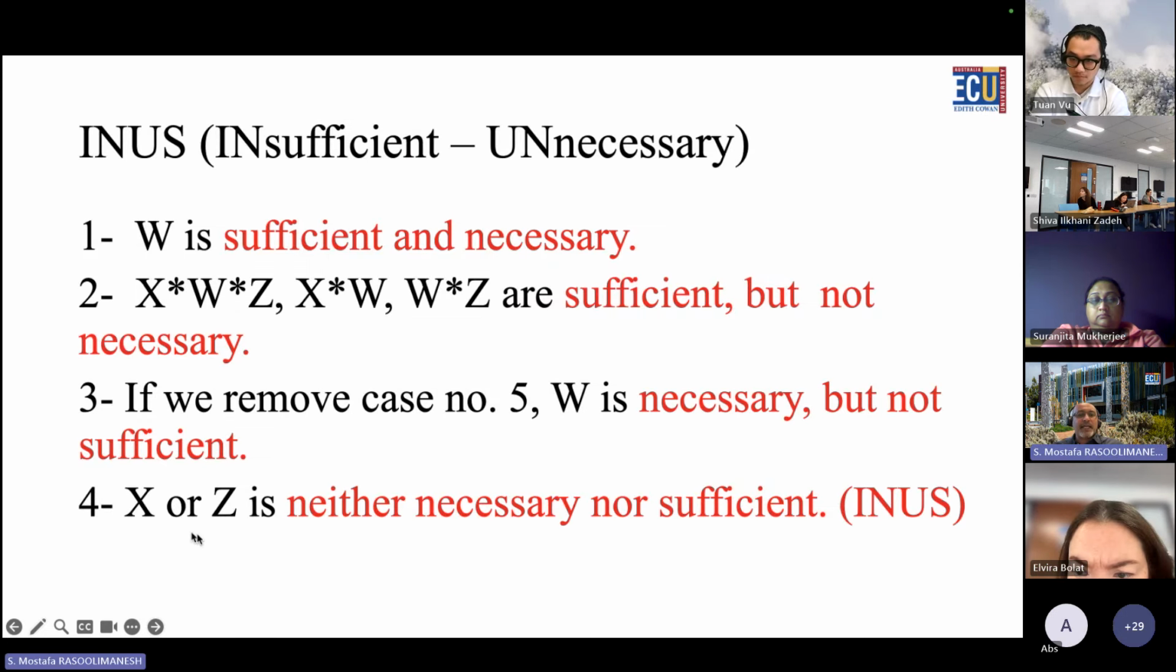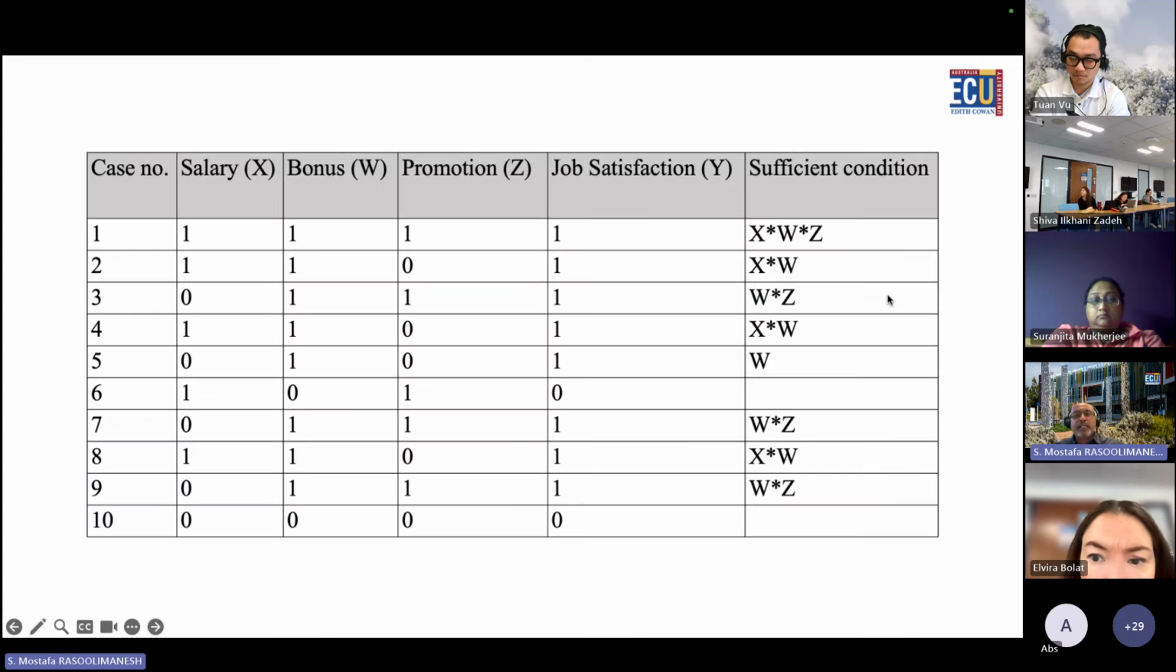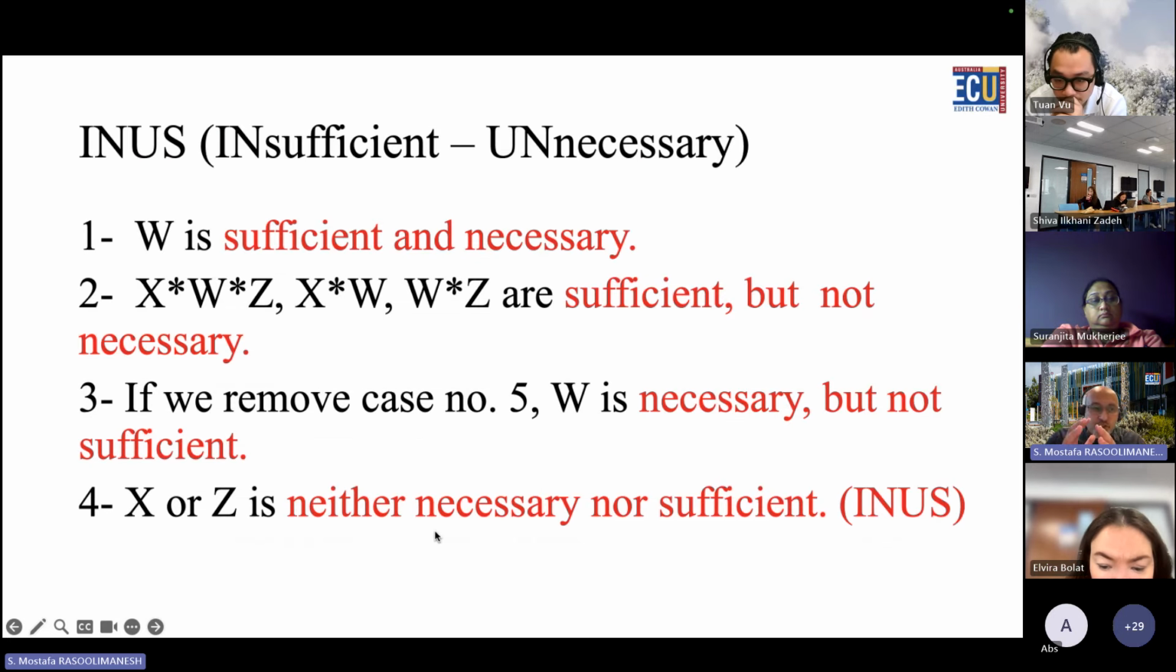And X and Z is neither necessary nor sufficient, because it cannot create a high level of satisfaction alone, and it is also not a necessary condition, because it is not repeated in all the sufficient configurations or combinations of factors that we have. So for our research model, these 4 situations can happen for different conditions and factors that we have.